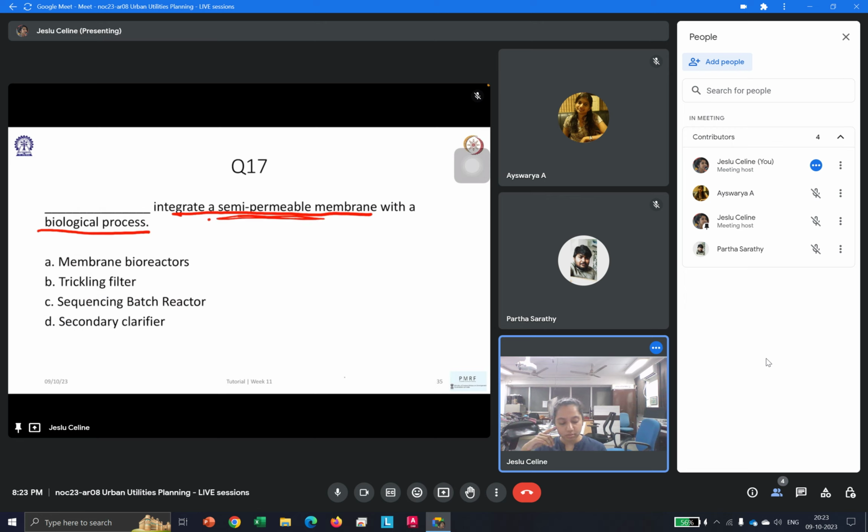So you have a filter, where water goes like this, and then you have a pipe like this, and you put the water down like a spray. In this process, it gets filtered, and then the filtered water is removed out. So you don't have any. So what do you mean by semi-permeable? Only some amount of water is going through it. It's not completely permeable. So this one, integrate a semi-permeable membrane with a biological process.